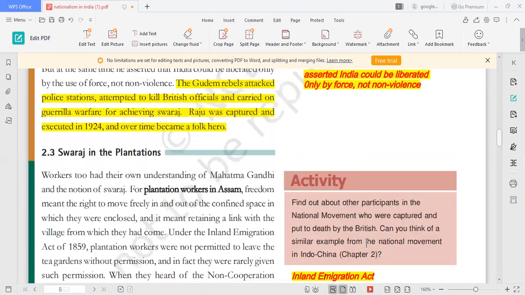So under his leadership, people started the Gudem rebels. They were all tribals, uneducated people. They started attacking the police stations, attempted to kill British officials, and carried out guerrilla warfare for achieving Swaraj. They thought this guerrilla warfare is a method to achieve independence. The British captured Raju and he was hanged.